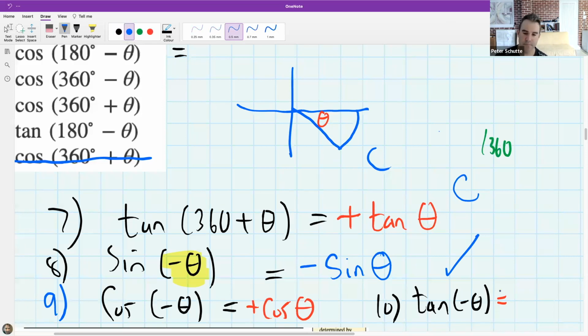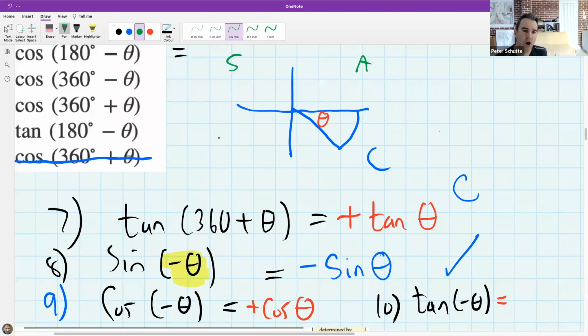Oh, so no, I had a question for number 9. No, that's fine. Go for it. Yeah. So I just wanted to ask, why does cos have to be positive since theta is negative? Okay, great question. Great question.